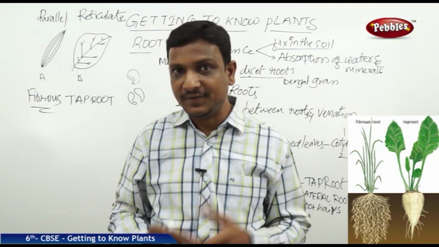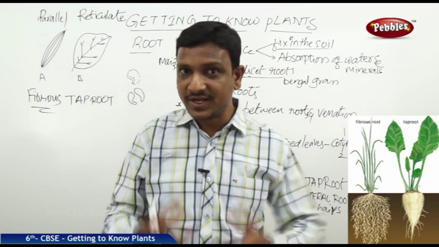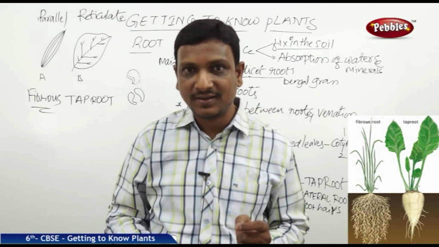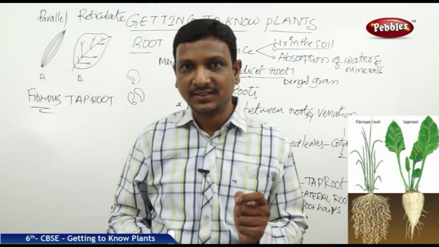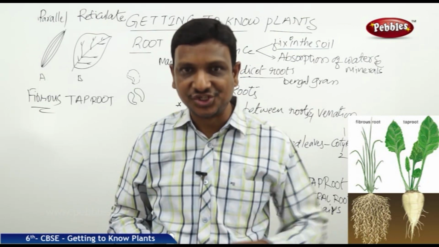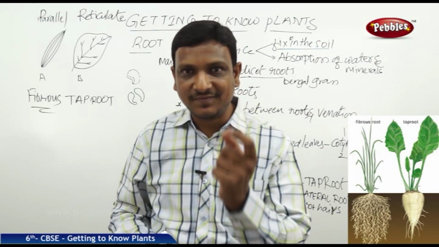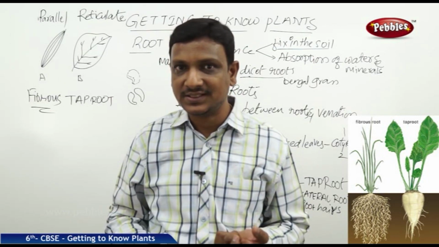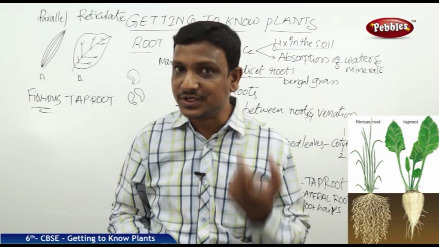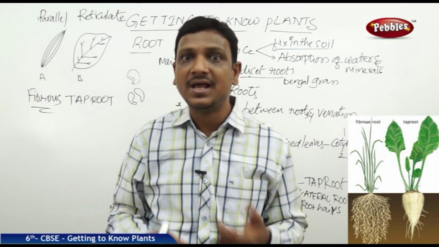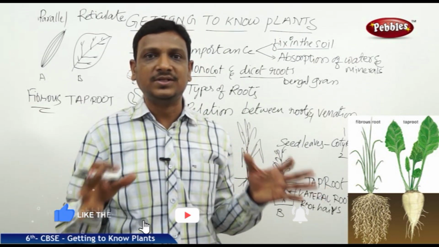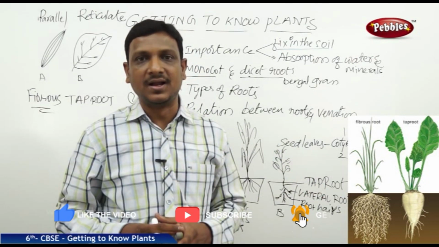So not only the leaf, if you are given the seeds, by looking at the seeds also you can tell that. The seeds with a single seed leaf, single cotyledon, they are monocots, they have fibrous root system and parallel venation. And if you are given a seed with two seed leaves or two cotyledons, you can say that it is a dicot plant, it has reticulate venation in the leaves and taproot system in the root. So that's all about the roots of the plants.